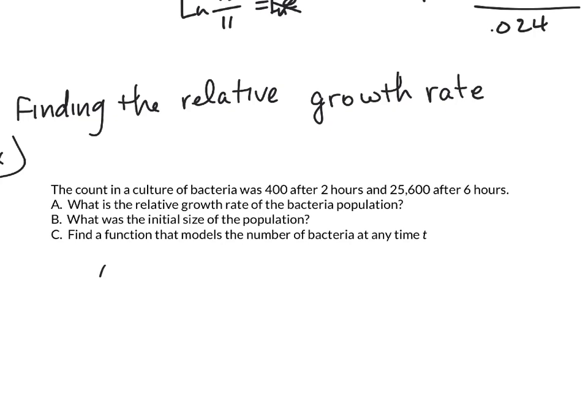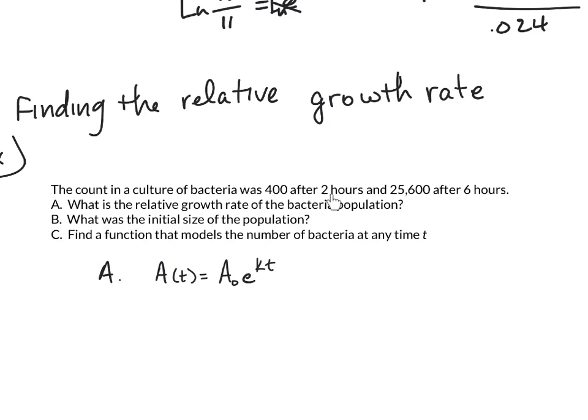So what we need to find, we need to use this model. And they're asking us to find k, but we don't know the initial count. We know that after 2 hours there was 400, and then after 6 hours there was 25,600. But the starting amount at time equals 0, we're not quite sure. And we need that to be able to find this relative growth rate, k.